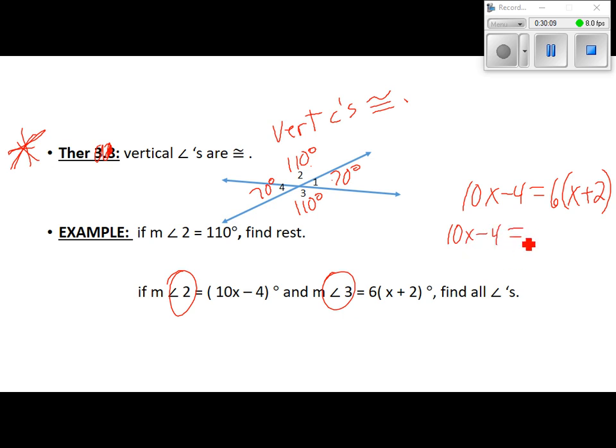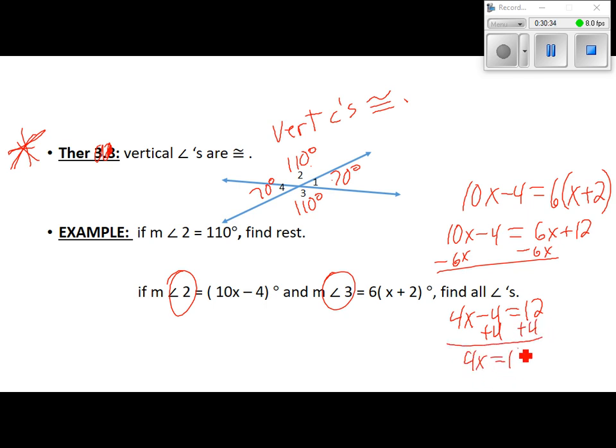Distributive property, right? 6x plus 12. Subtract 6x. 4x minus 4 equals 12. Add 4. 4x equals 16. Divide by 4. What's x equal? 4. Now be careful what they ask us to find.